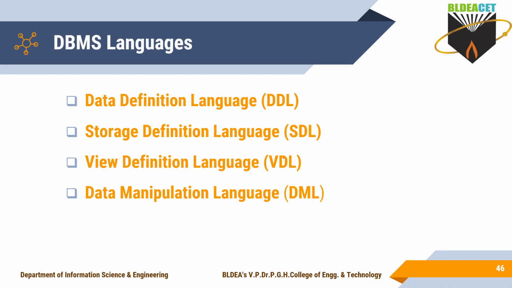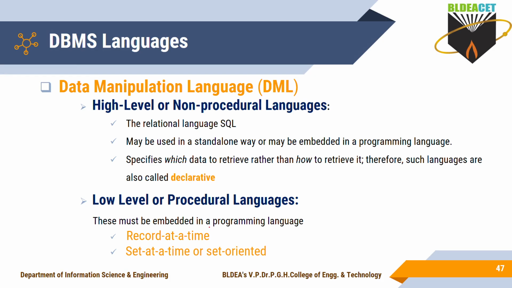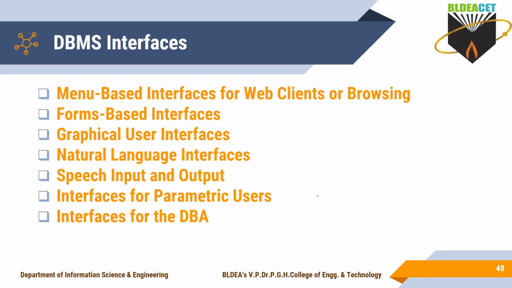Okay, so now record at a time. Based on how you retrieve the records, you use two terms. One is record at a time, a single record at a time. The other is set at a time, or set oriented, where you retrieve a set of records at a time. These are the two different categories of low level or procedural languages. Is it clear? So this is about your DBMS languages.